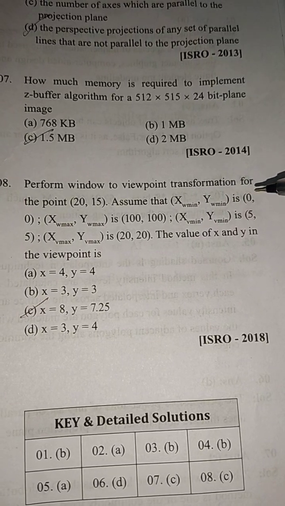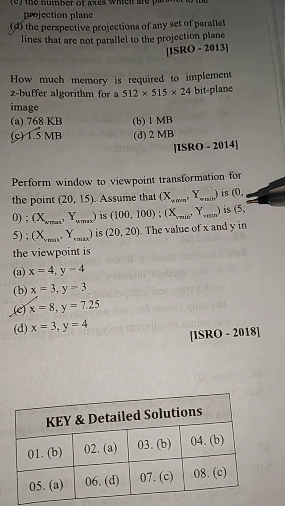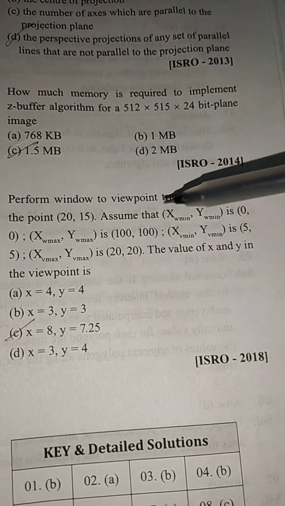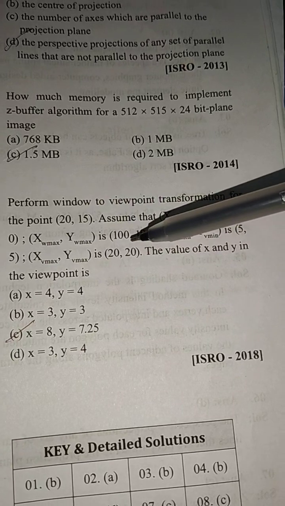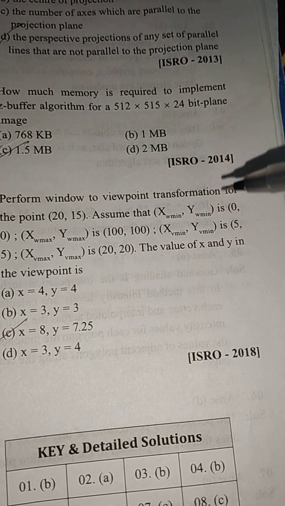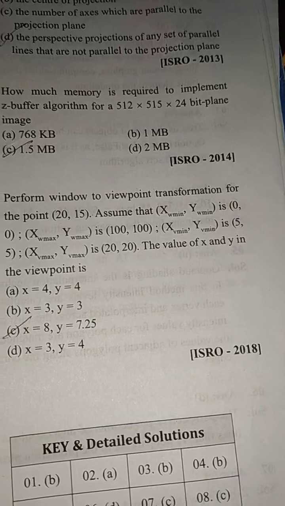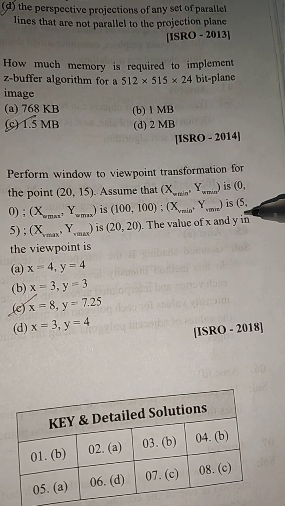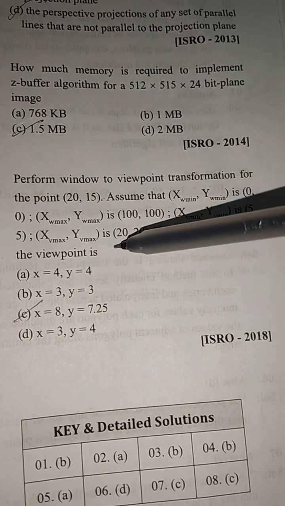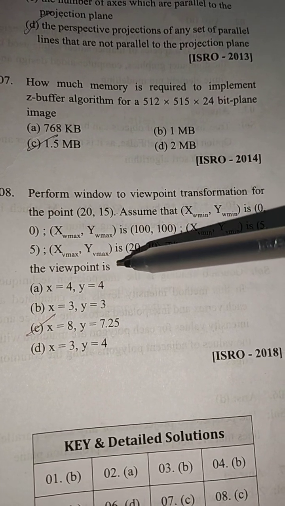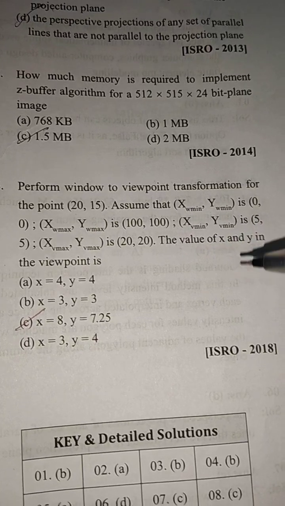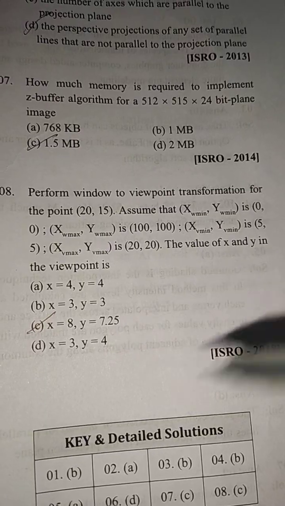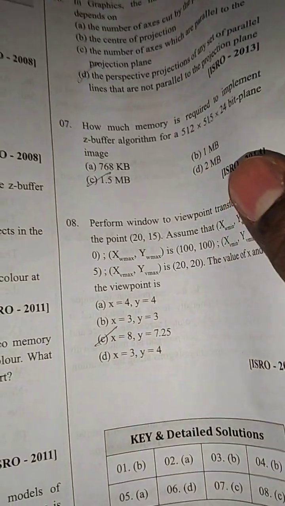Perform window to viewport transformation for the point 20 comma 15. Assume that xw min comma yw min is 0 comma 0, xw max comma yw max is 100 comma 100, xv min comma yv min is 5 comma 5, xv max comma yv max is 20 comma 20. The value of x and y in the viewport is x equals 8, y equals 7.25.